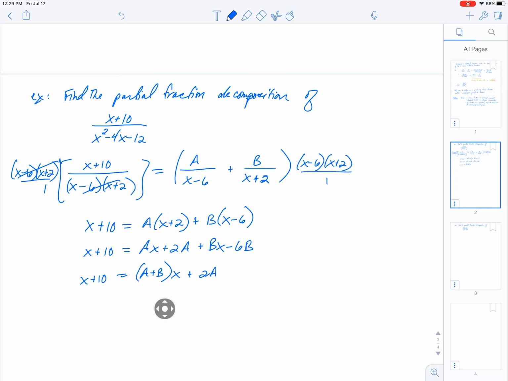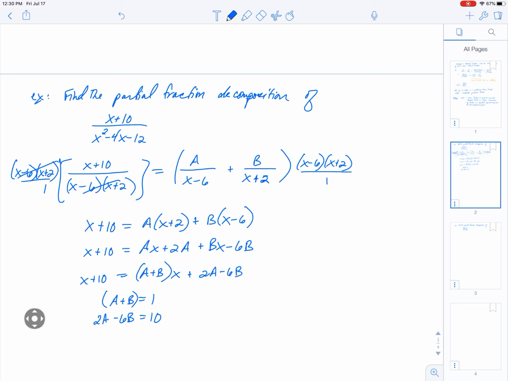and then plus 2a minus 6b. Now I look at the left-hand side and the right-hand side, and these are equal to each other. So whatever has x on the left has to be equal to the expression with x on the right. The coefficient here is a 1 on the x, and so that 1 must be equal to the coefficient here, because these are the only two terms with x. So I have 1 is equal to a plus b. That's my first equation. My second equation is that the constant here, 10, is equal to the constant over there. So 2a minus 6b is equal to 10. And then I have a system of equations that I have to solve for a and b.